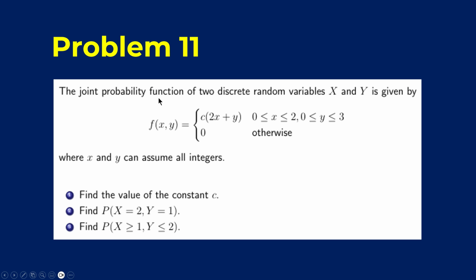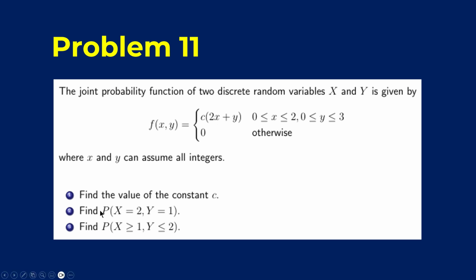We have the joint probability function of two discrete random variables x and y, and it's given by this expression here. It's non-zero when x lies between 0 and 2 and y lies between 0 and 3, otherwise it's 0. And x and y here can assume all integers. What we are interested in is to find the value of the constant c in this expression. So that's part 1 of this problem.